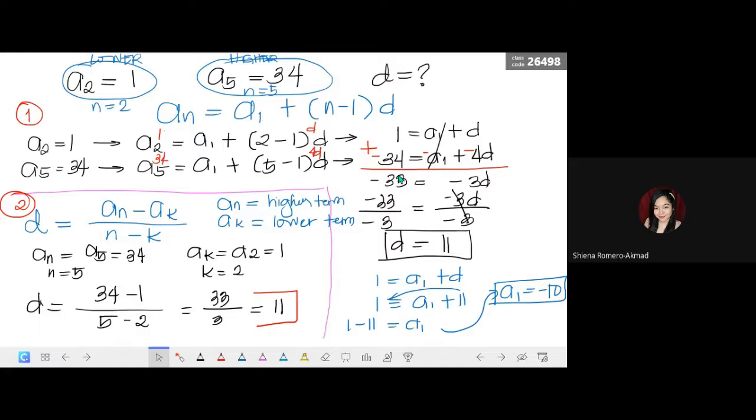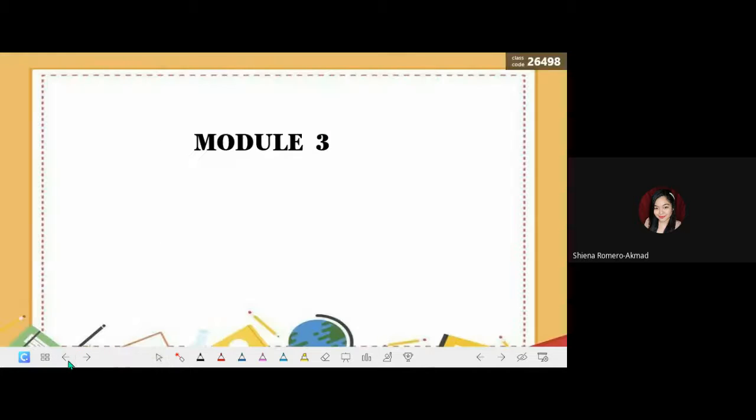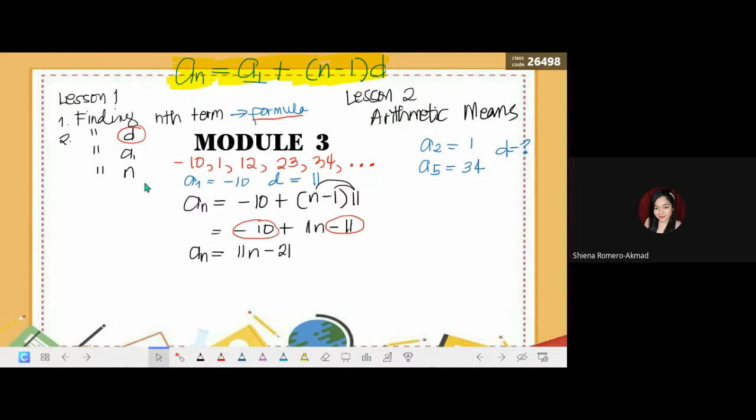Kung nahirapan na dito, you can always use this and this will be used later din sa mga susunod natin na topic. Okay? Now, ano pa yung hindi natin nahanap? Isa ba, nakuha na natin. How about yung n? So, paano natin makukuha yung n ng given?